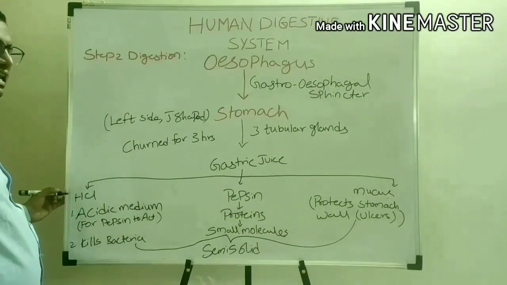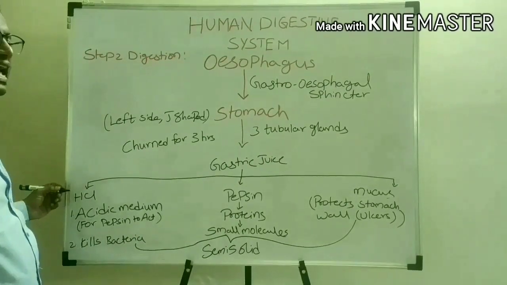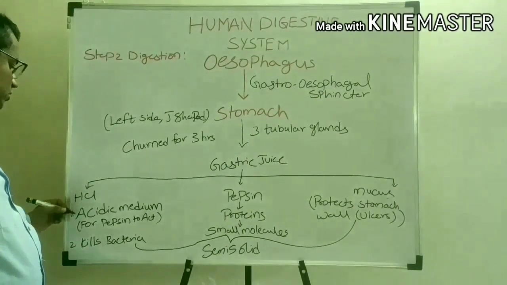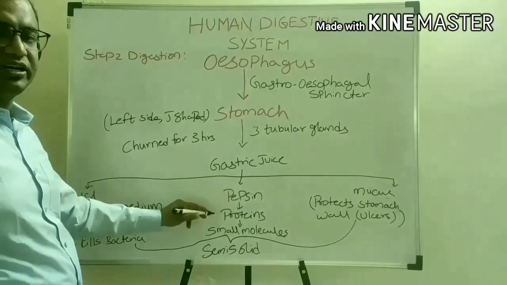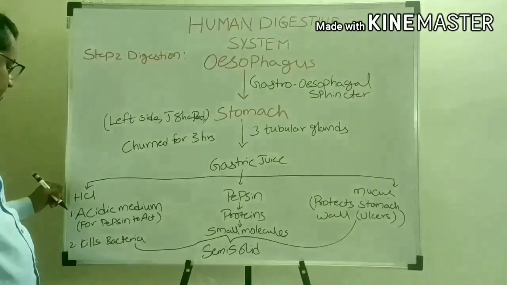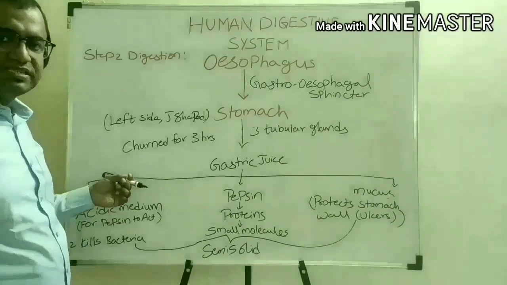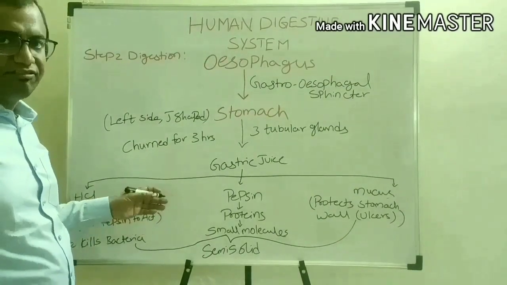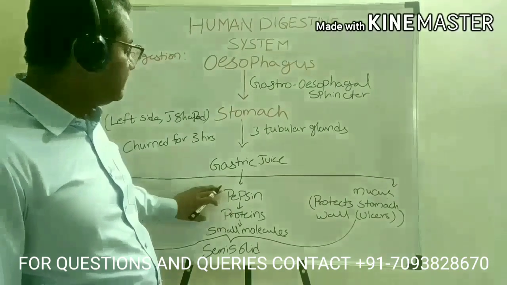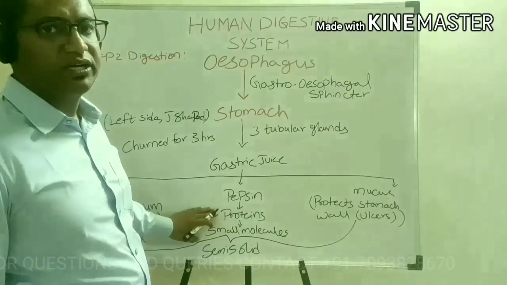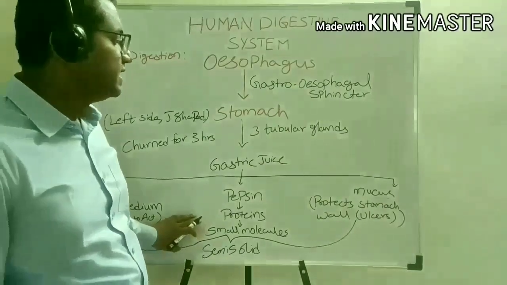First is HCl. The function of HCl is that it provides acidic medium so that the pepsin can digest proteins. The second important function is that it kills the bacteria that is present in the food, if any. Next is pepsin. Pepsin digests the complex protein molecules into smaller molecules.